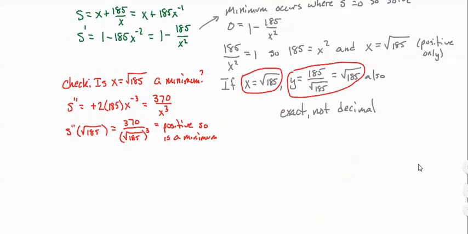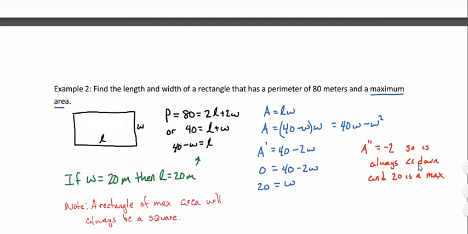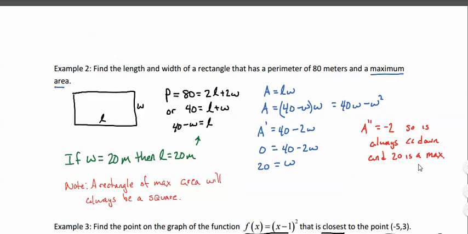Moving on, example 2. This one, a sketch is more reasonable. Find the length and width of a rectangle that has a perimeter of 80 meters and a maximum area. Maximum area tells me I'm looking for an area formula. So in blue, I have area of a rectangle equals length times width. In this case, a sketch is helpful.